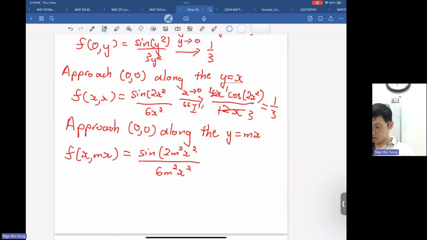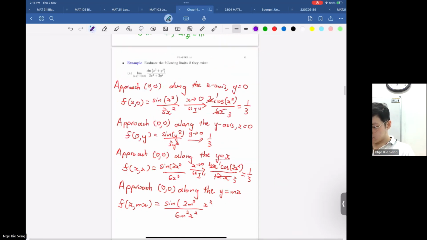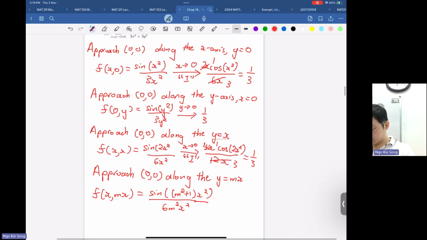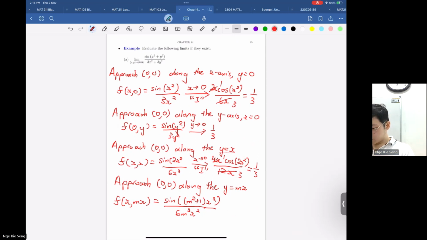Okay. So when I move this away, so actually it's 2m squared plus 1, is it? Oh, sorry. So m squared plus 1. Okay, good. So I got that. m squared plus 1 here. Bottom, 3x squared plus, so it's 6. Wait, let me check. So it's 3 plus 3m squared times x squared, correct?